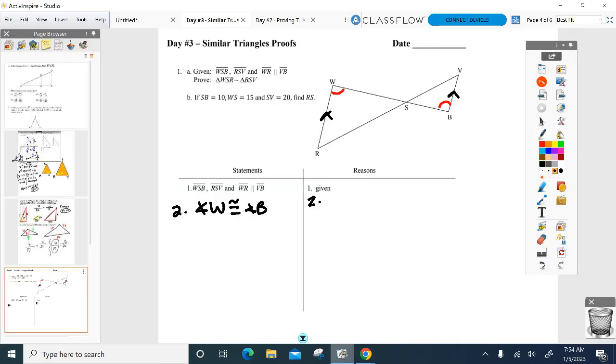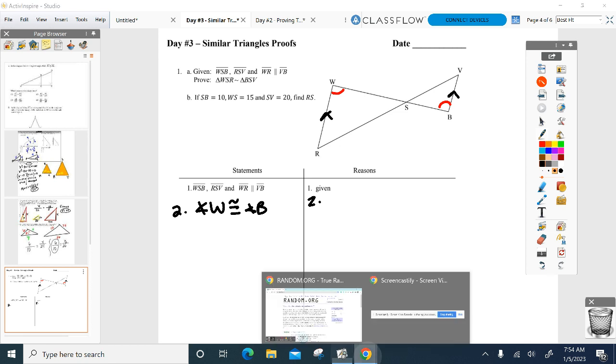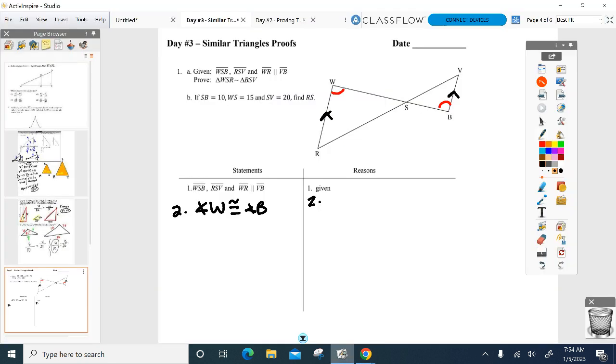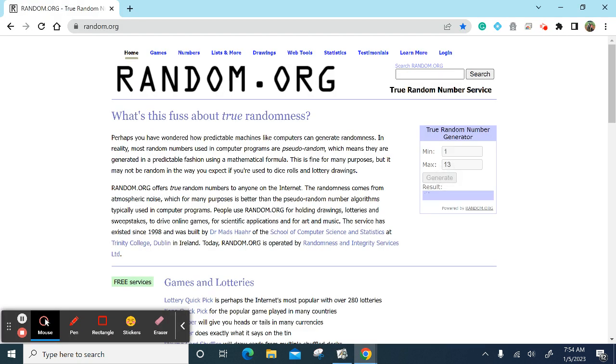power. So W is congruent to B. Now I need to know why. Why are those two congruent? It's alternate interior. Good. They're alternate interior angles, but hey, anybody remember how to write it from the parallel lines unit? Great midterm review here. How do I write that?